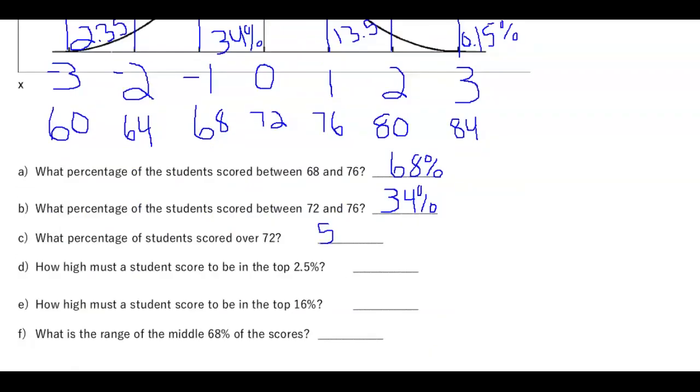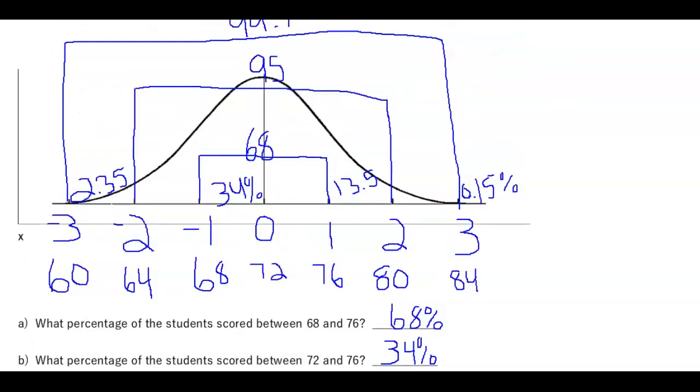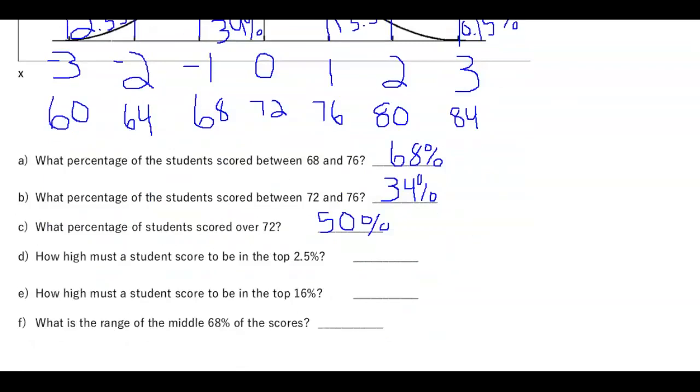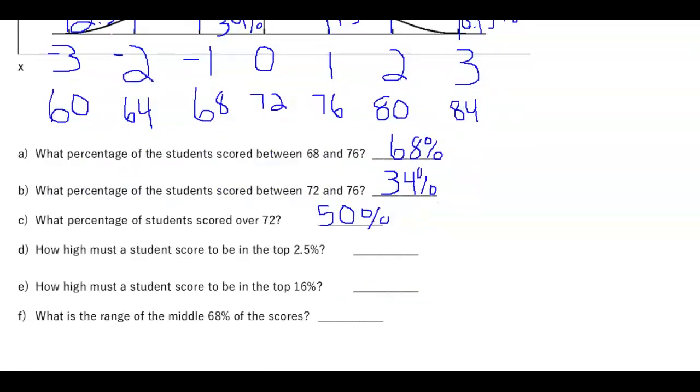I'm going to do one more, even though I know there are a few more examples. If you were given a problem that says, how high must a student score to be in the top 2.5%? We know that from 2 to 3 standard deviations is 2.35%, and 3 standard deviations and above is 0.15%. That gives us our 2.5. So in order for a student to be in that top 2.5%, they have to score at least an 80.